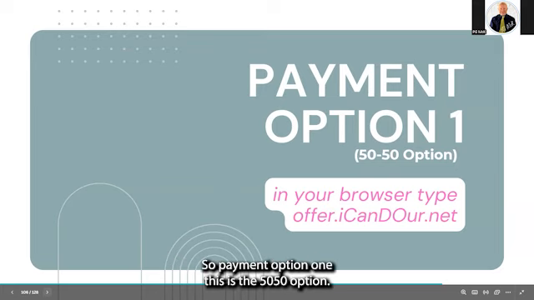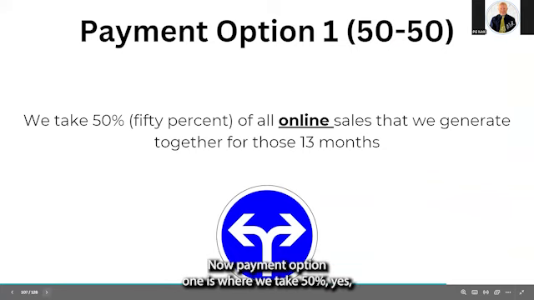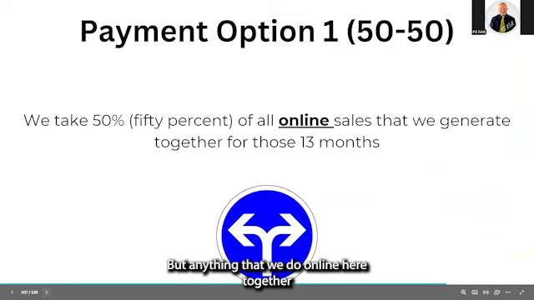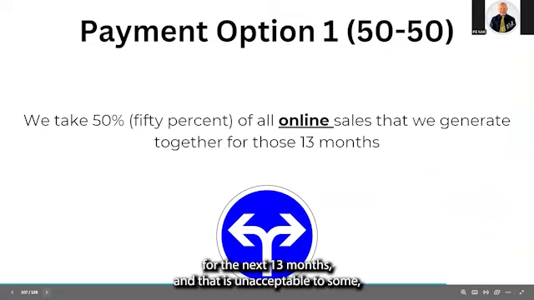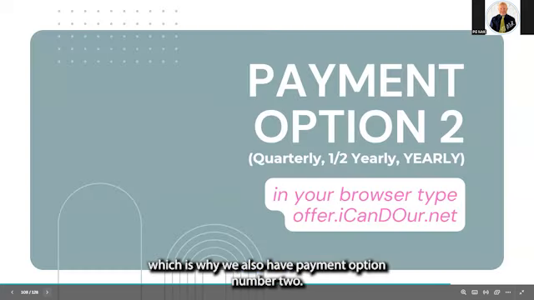So payment option 1, this is the 50-50 option. And again, if you type in offer.icandor.net, you'll see all of this written down. Now, payment option 1 is where we take 50%, yes, 50% of all online sales that we generate together. So this doesn't affect your existing business, but anything that we do online together for the next 13 months. And that is unacceptable to some, which is why we also have payment option number 2.